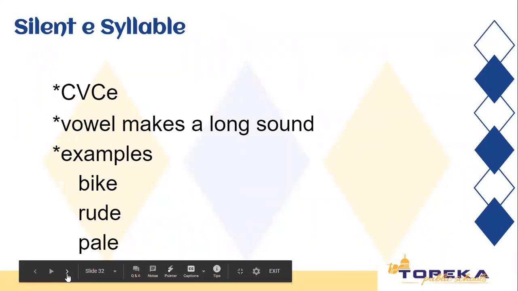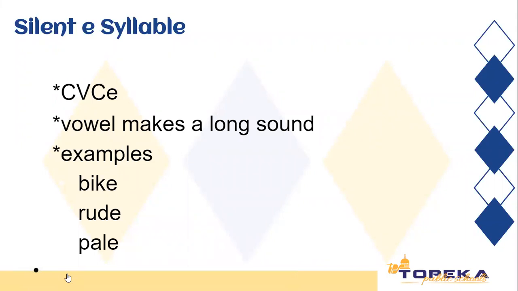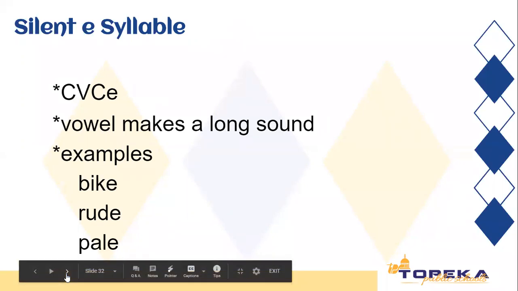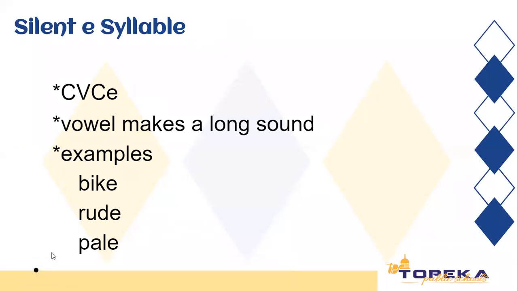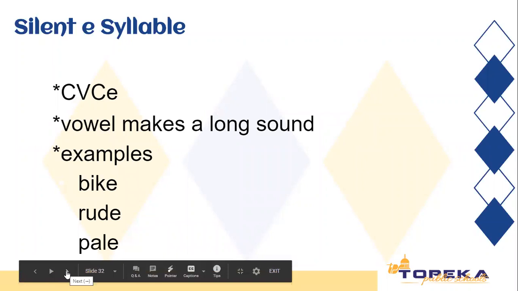Silent E syllable. This is always a vowel, consonant, silent E pattern. The vowel always makes the long sound, as in bike, rude, and pale. So you'll notice those all have the pattern vowel, consonant, silent E.